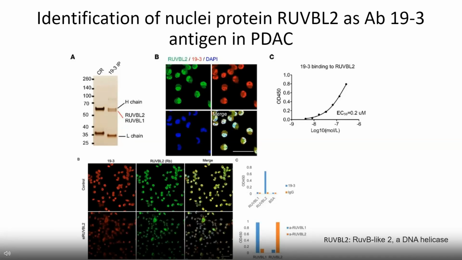And when we used the recombinant protein, we found that our antibody only recognized RUVBL2, but not RUVBL1. Luckily, RUVBL1 is pulled down by interaction with RUVBL2, and our antibody also recognized this recombinant protein. We measured the affinity, and it turned out to be pretty low, with an EC50 around 0.2 micromolar. We then further confirmed by knocking down RUVBL2, and the antibody staining decreased.